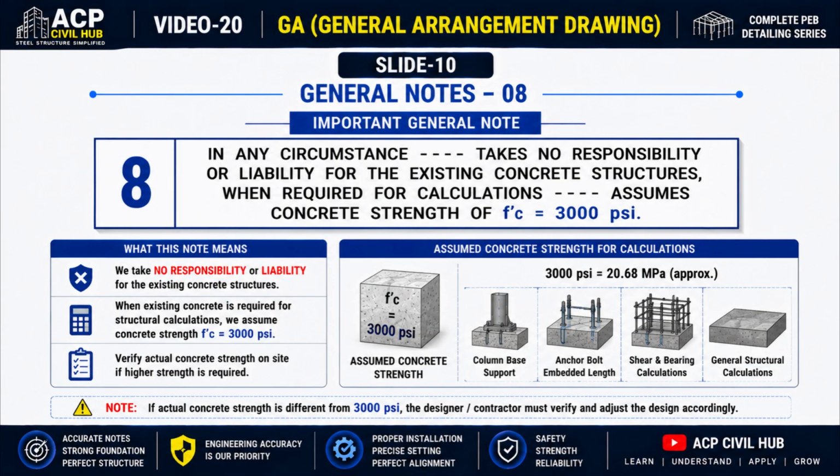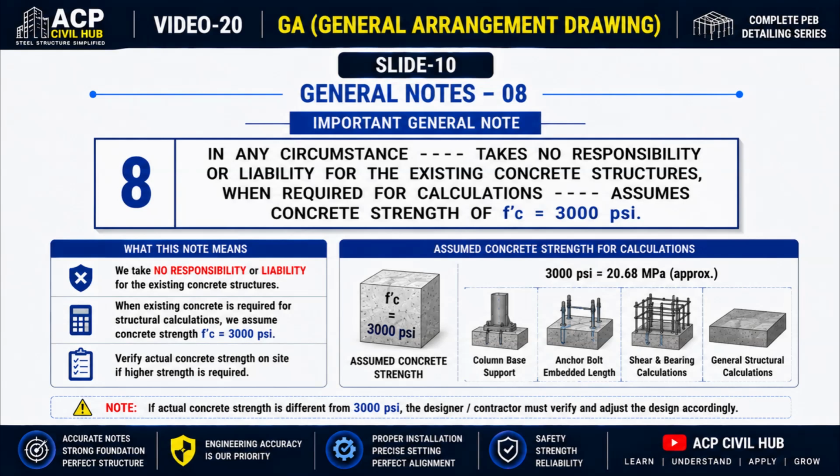Now let's understand General Note number 8. This note explains the responsibility related to existing concrete structures in a PEB project. It clearly states that the steel building supplier does not take responsibility or liability for any existing concrete structures. If a project involves connecting new steel members to an existing building or foundation, the condition and capacity of that concrete structure must be verified by the project engineer or the owner's engineering team.